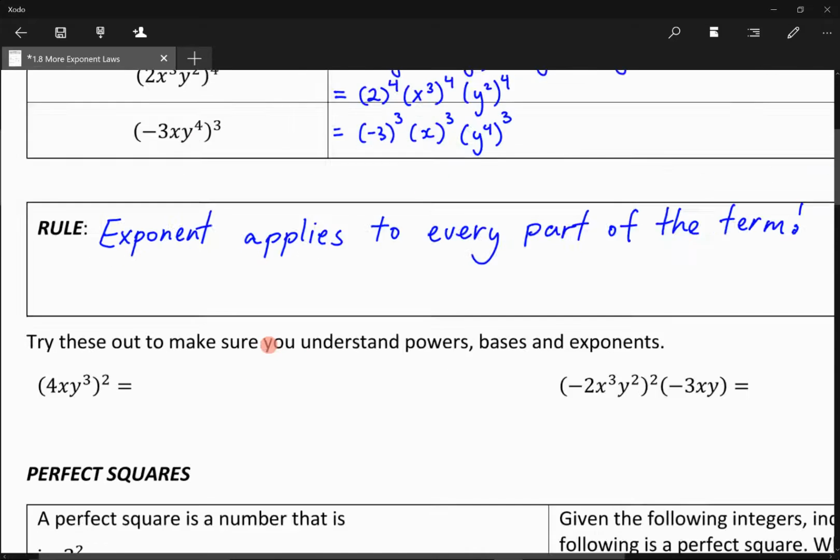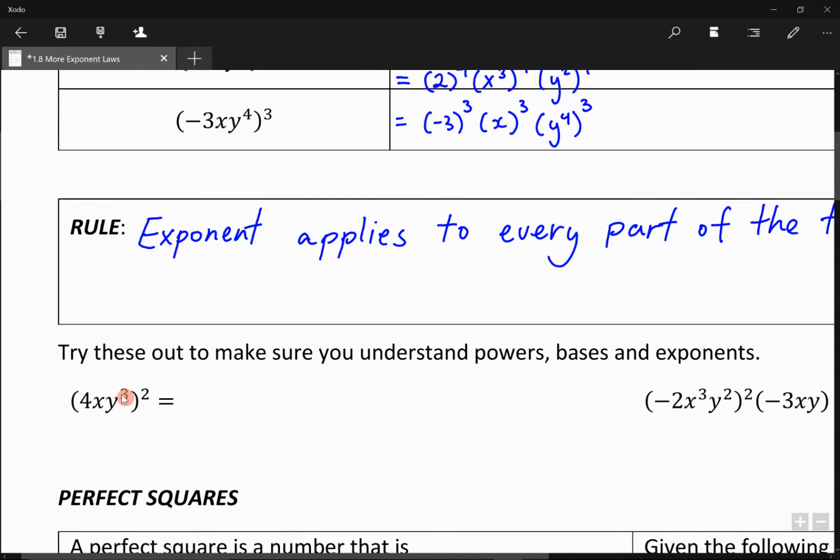So let's try these out. So (4xy³)² — this exponent has to apply to every part of this term. So it's going to be 4 squared, x squared, and y to the power of 3 raised to the power of 2. Okay, so 4 squared is 16, x squared is just x squared, and this last one here is y to the power of 6.